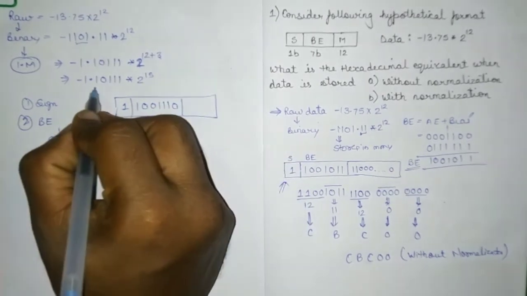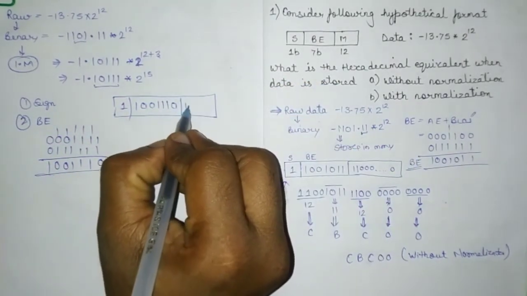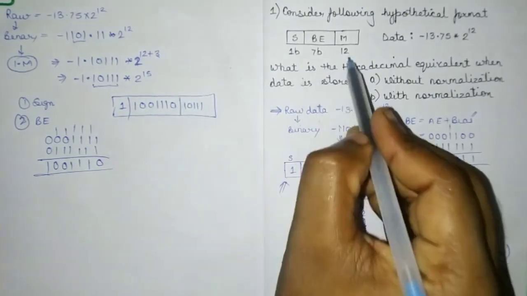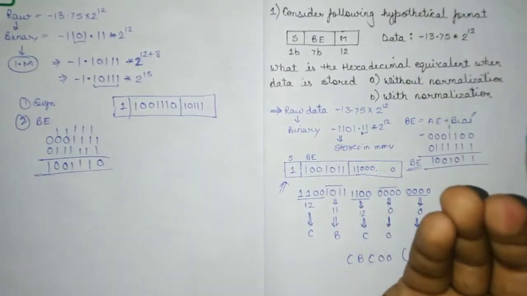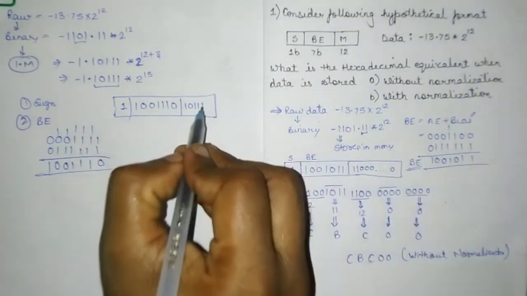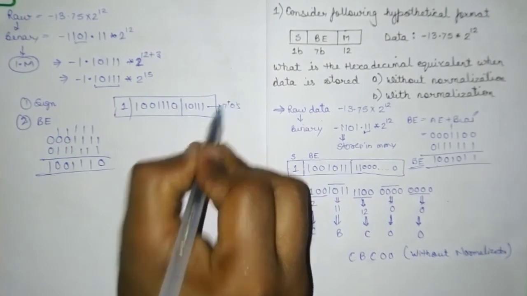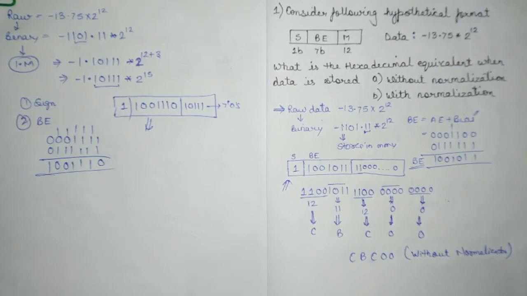Now we have to store the mantissa, which is nothing but the fraction. So it is 1 0 1 1 1. So these are the 5 values, but here we need 12. That means we have to add 7 more zeros, right? So I'm just writing it down like 7 zeros. So when we are converting into the hexadecimal equivalent, we'll be taking care of that.